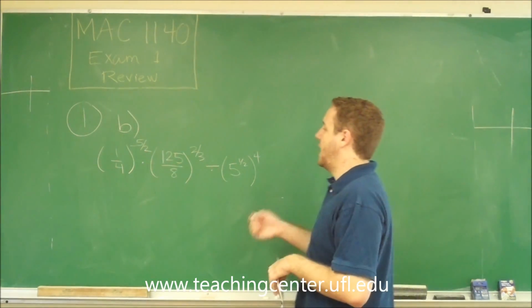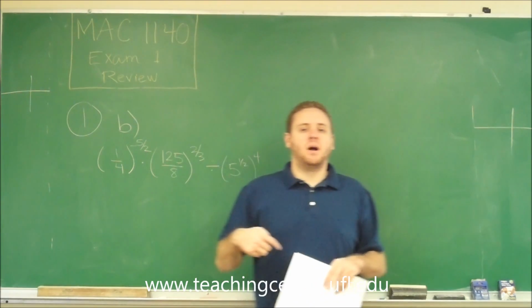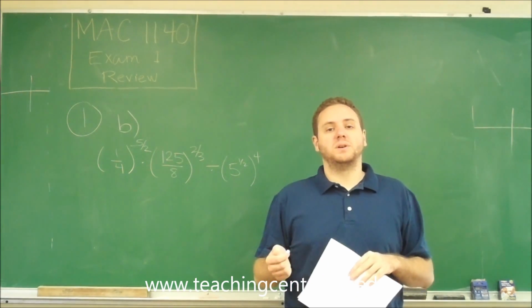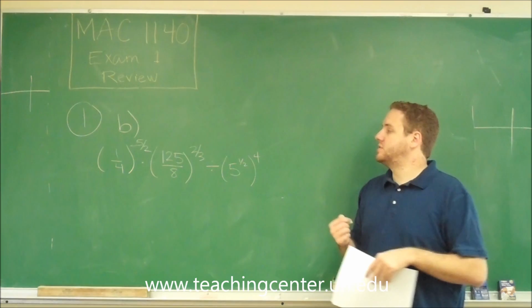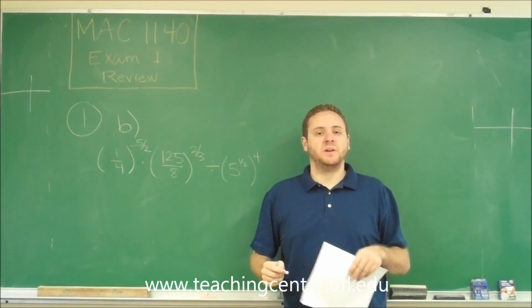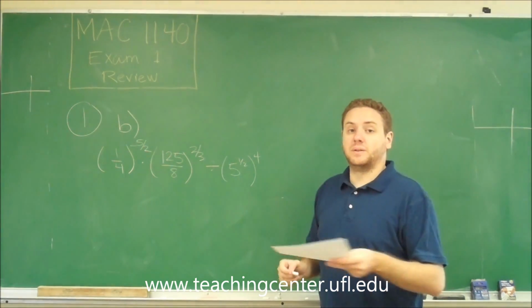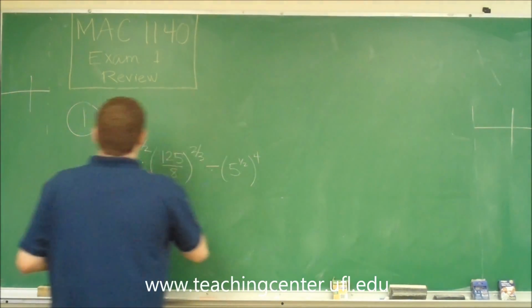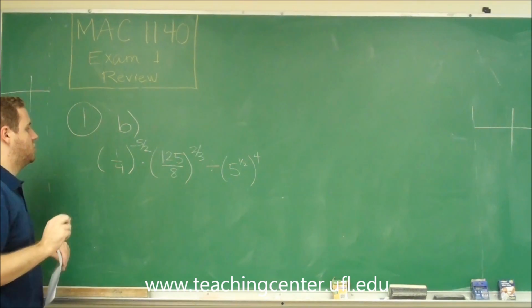So remember that if you have a fractional power, you always want to do the denominator first, which is doing the root of that degree, because that'll make your number smaller. You don't want to square 125 and then try to take the cube root of it. It's a lot easier to do that the other way around. So let's start over here. First we want to take the square root.